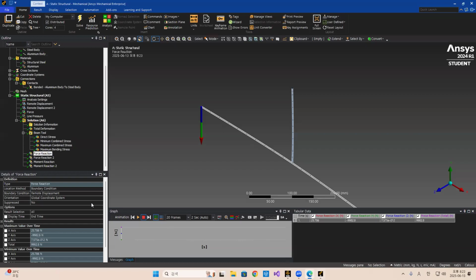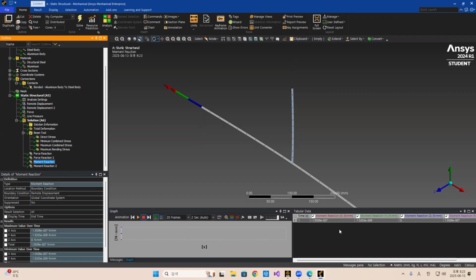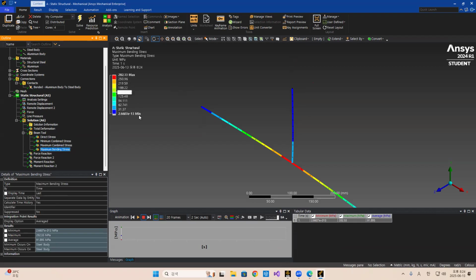So the reaction is 20,600. Actually it is 20,600, but we calculated approximately 20,583. And the moment reaction is almost zero, negligible, because the pinned support allows free rotation, so there is no moment reaction. Similarly here also there is no moment reaction, almost zero, like 10 to the power minus 10. That is about the pinned support.